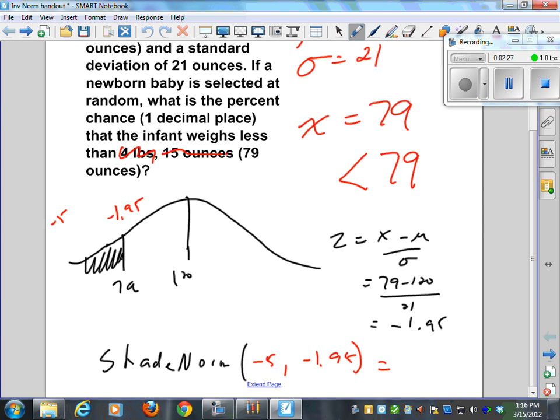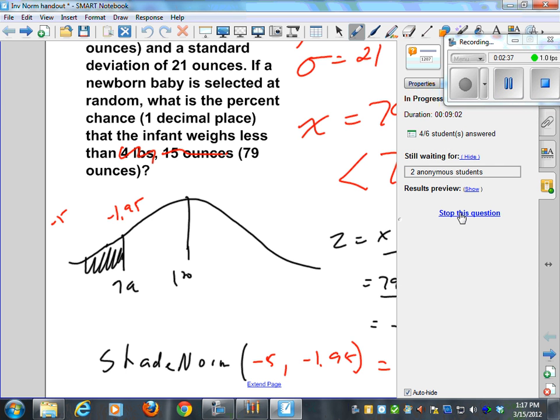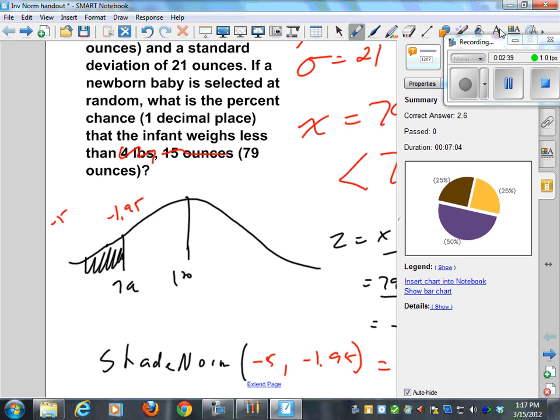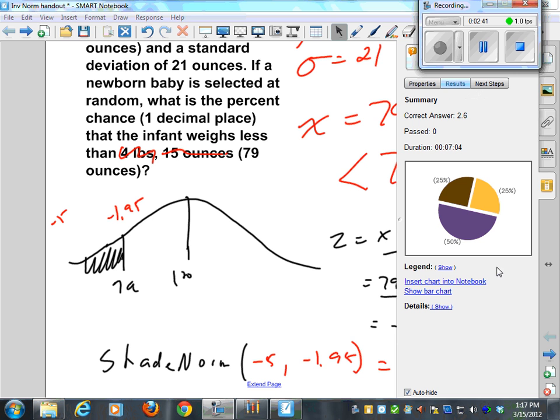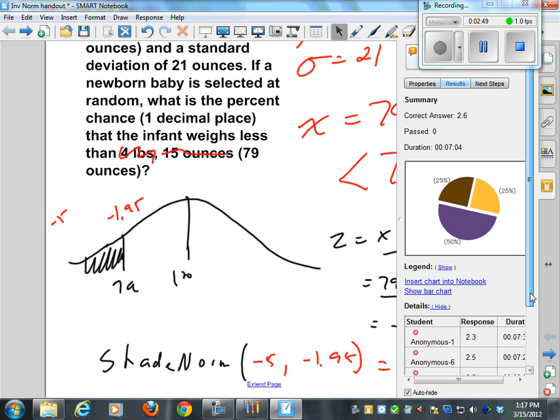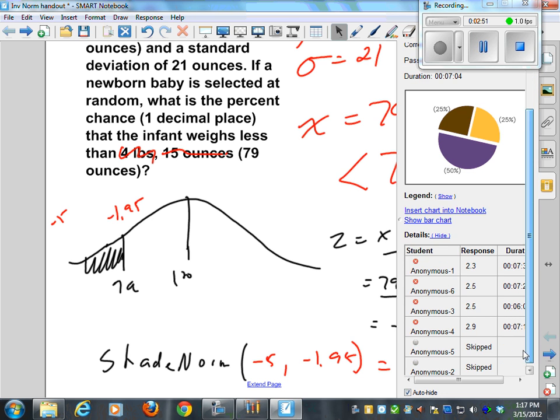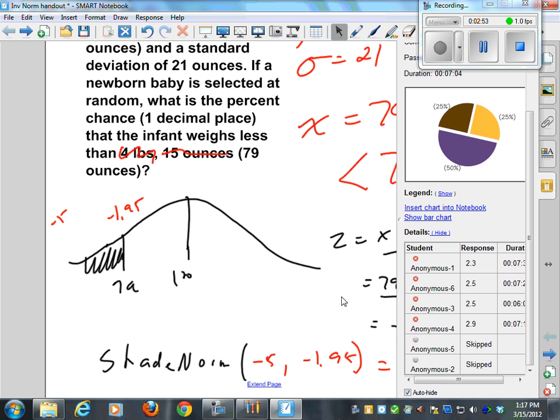And Devin, what'd you get? 2.5%? Oh, 2.5%. Let's just see what the answer is here. 2.6 if you round it correctly, apparently, according to this. Let me see, what do we get here? I got a 2.3, I got a 2.5, a 2.5, and a 2.9. Okay, so the 2.5s would probably be right.